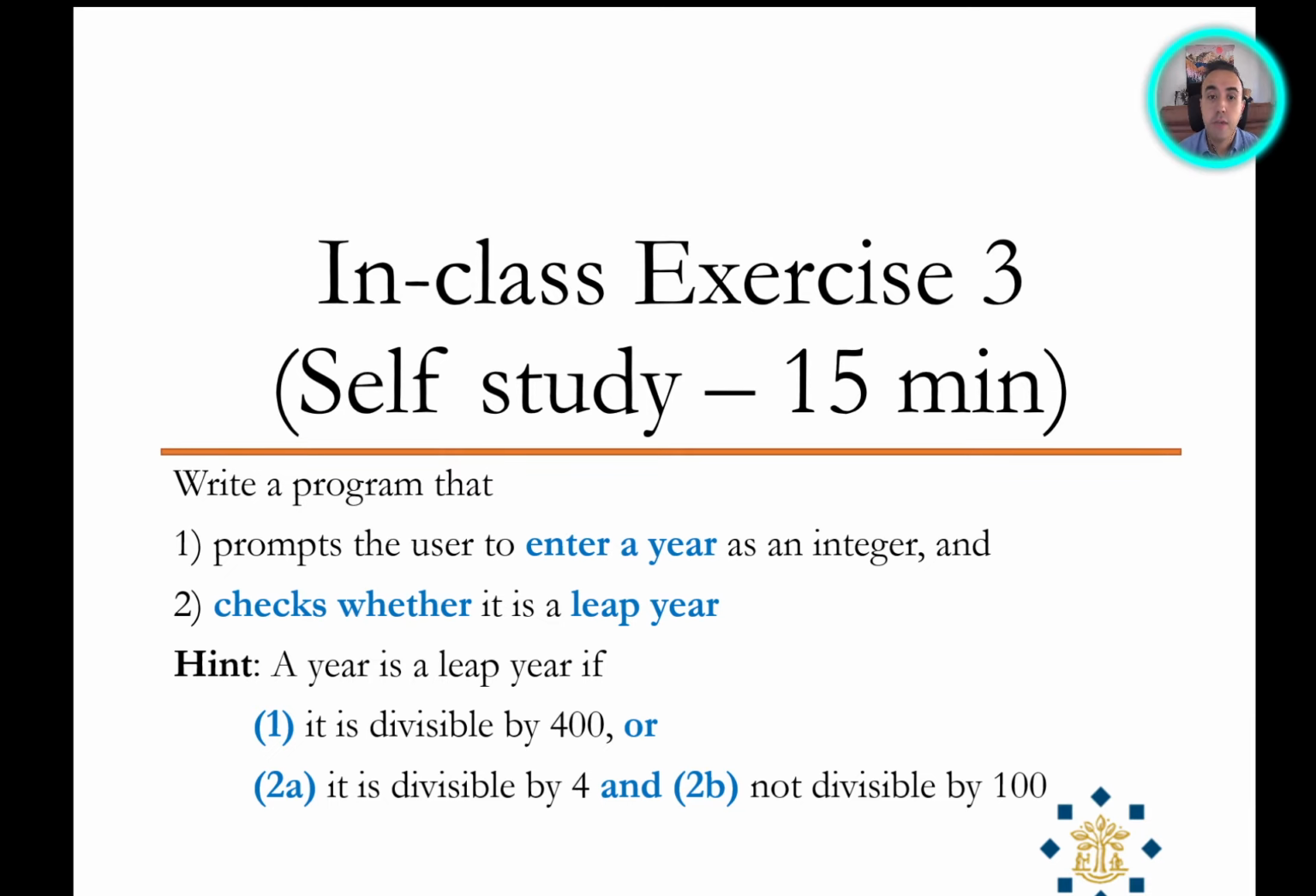Okay, and then we have another in-class exercise. So I'll actually do it right here. We are asked to write a program that prompts the user to enter a year as an integer and checks whether it's a leap year or not. A leap year is basically when February has 29 days. It's every 4 years basically, but it's actually not just every 4 years, it's also every 100 years and every 400 years.